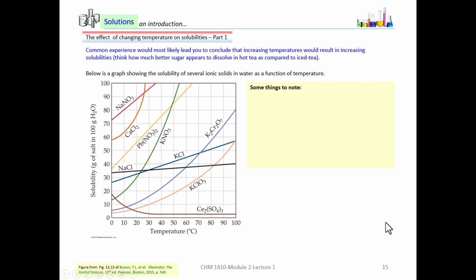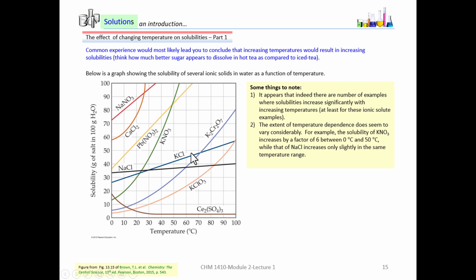Well, what are some things to note about this? It appears that there are indeed a number of examples where solubilities increase significantly with increasing temperatures, at least for these ionic solute examples. In fact, it appears that the solubilities are increasing for all the examples here except for one.